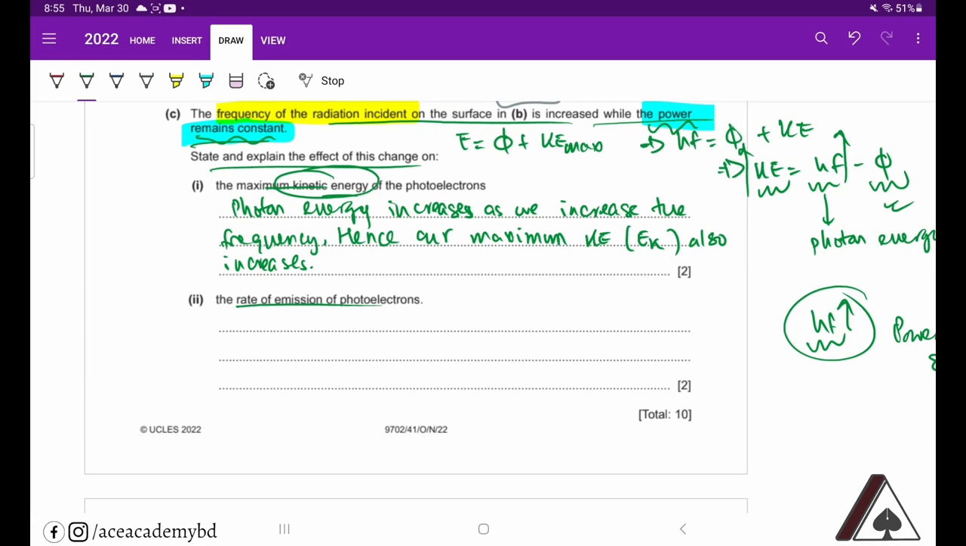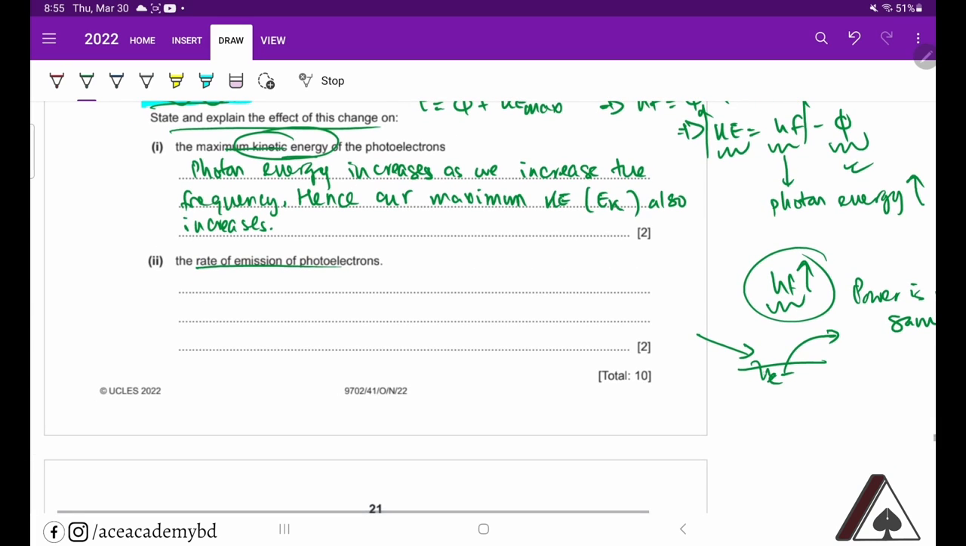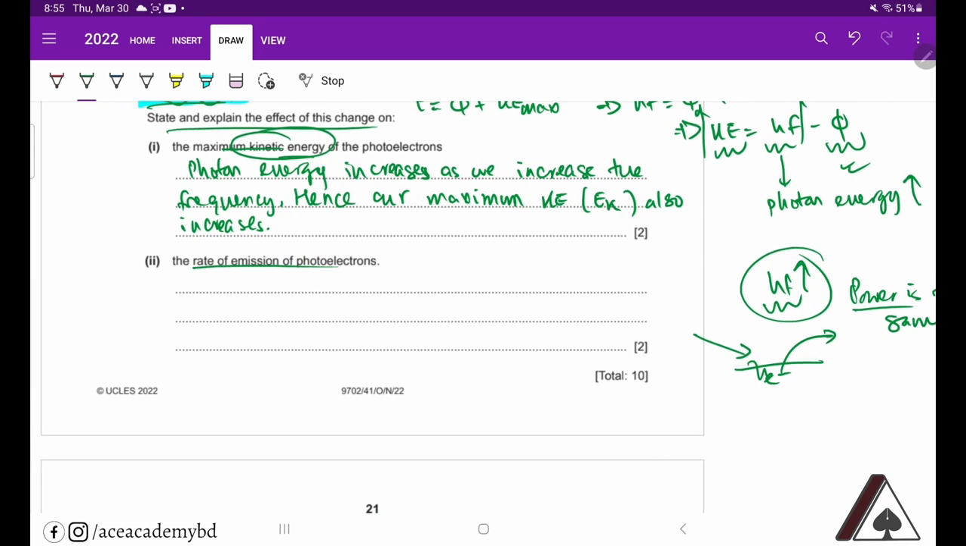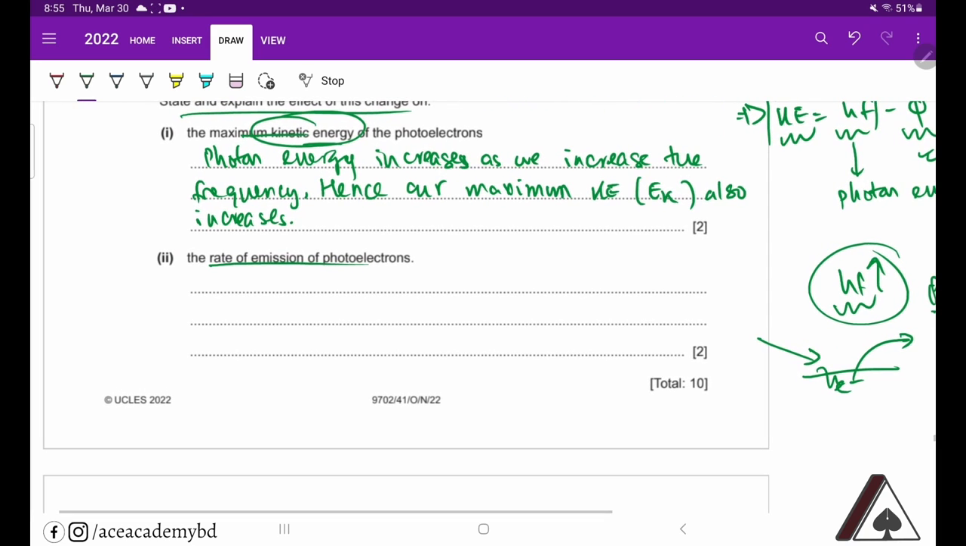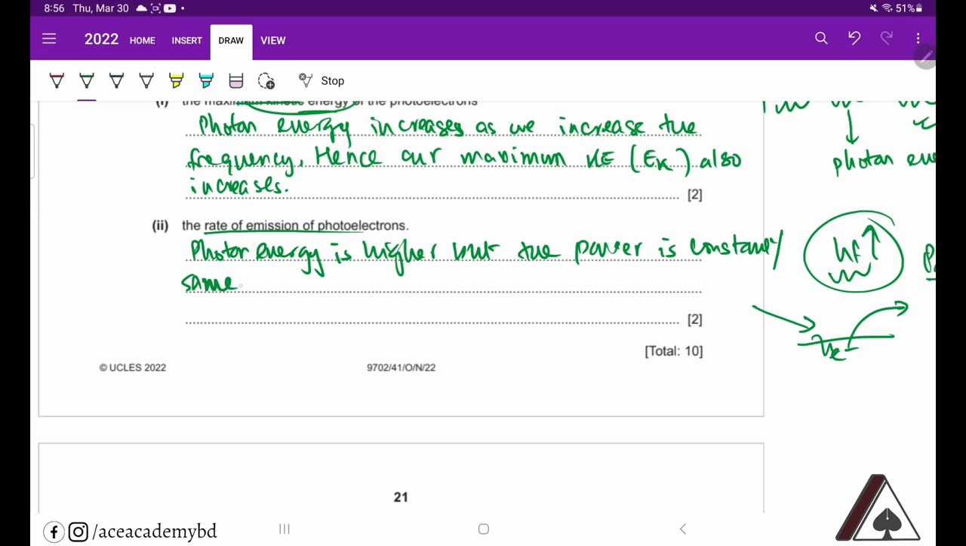And since each electron is absorbing one photon, when the photon is incident, each electron absorbs one photon and this electron is emitted. So since each electron absorbs one photon and the photon energy is higher and the power is the same, this means that less electrons are going to be emitted per unit time. So that's basically what we have to write down. So our answer will be the photon energy is higher, but the power is constant, or you can say power is same.